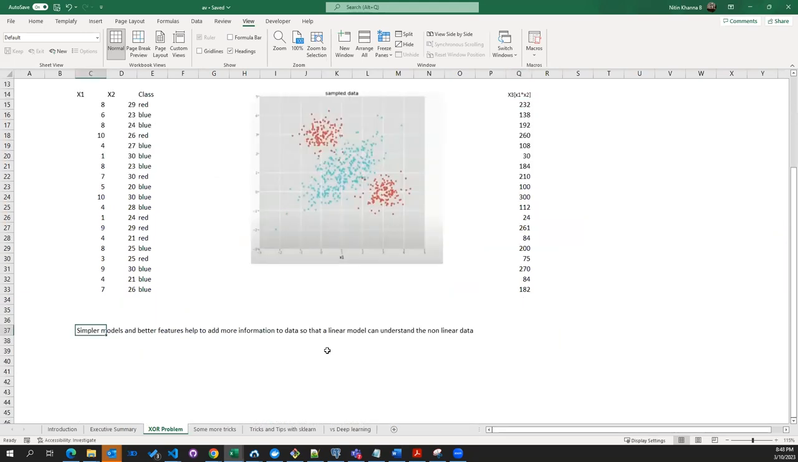So simpler models, due to their simplicity, need more features and more relevant features to be added using good feature engineering techniques so that the model can understand the data better and give you better results. But yes, they will be explainable and they will be easier to fix as well if something goes wrong.